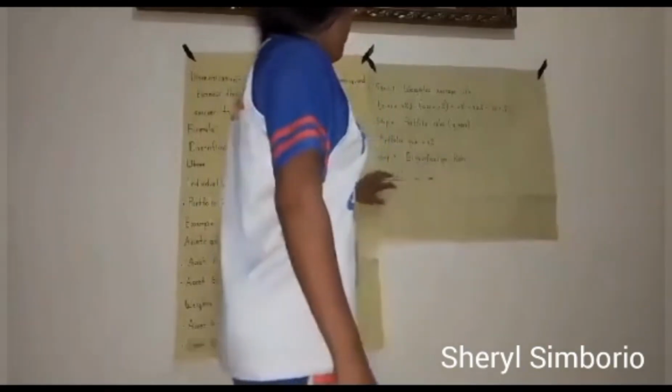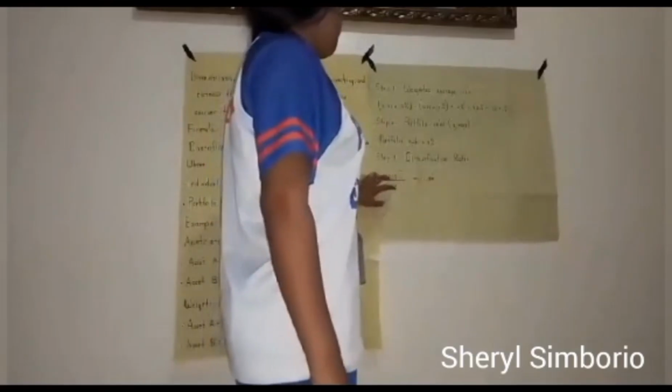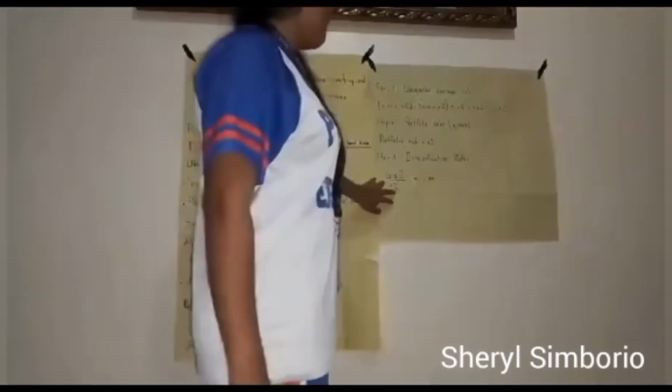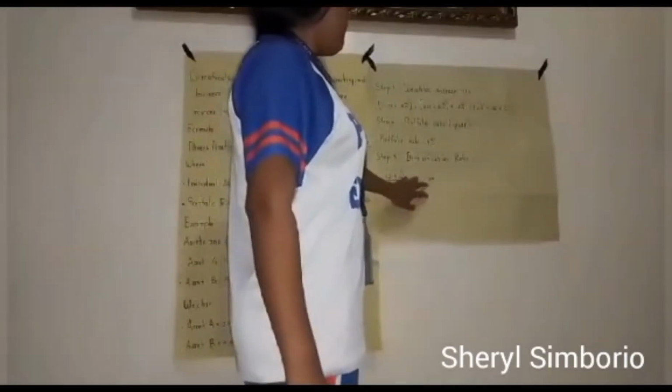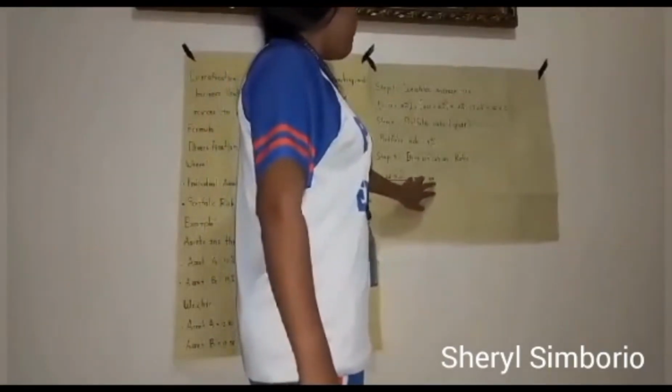Step 3, diversification ratio: 12.5% divided by 9% equals 1.39. That is the diversification ratio.